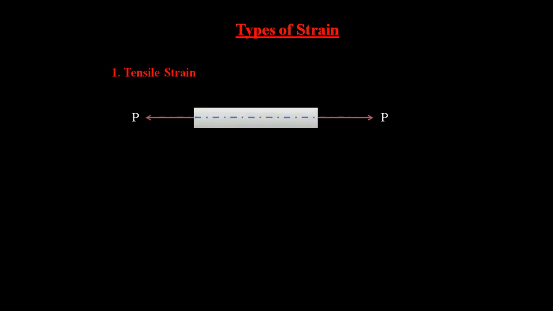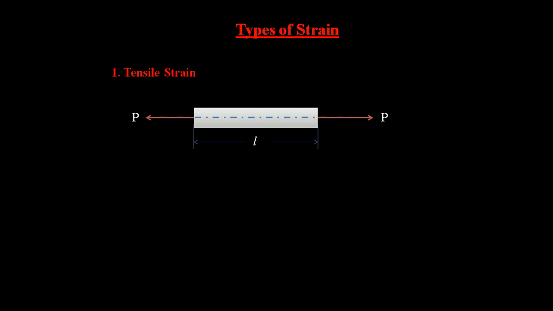Now let us look at the definition for each and every strain. So first is tensile strain. Tensile strain again we can understand with the same example. There is a bar which is subjected to tensile force. Whenever we apply tensile force, there is a change in dimension due to the deformation of the body. Here tensile means there will be extension in the body due to the force we have applied.